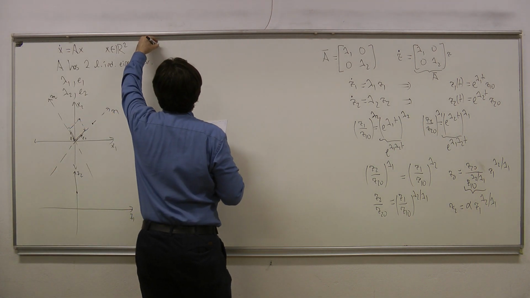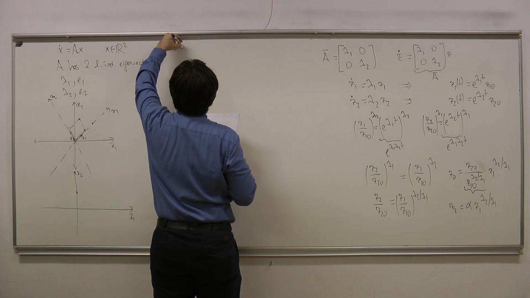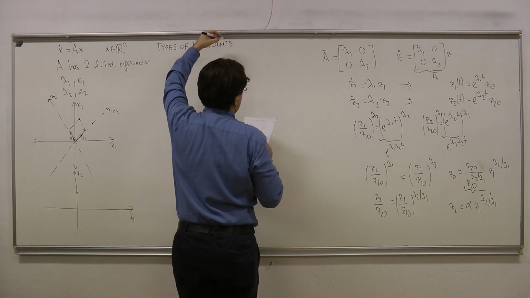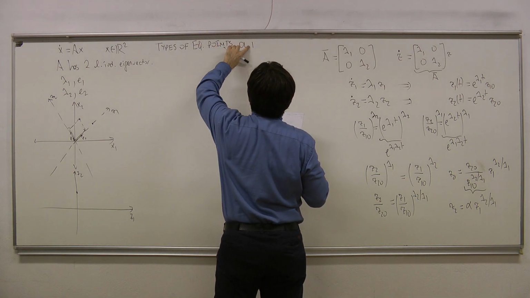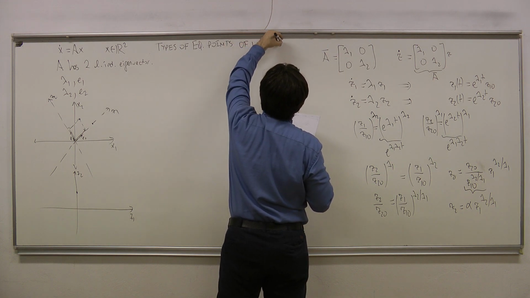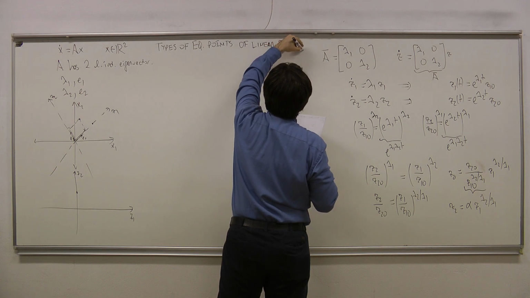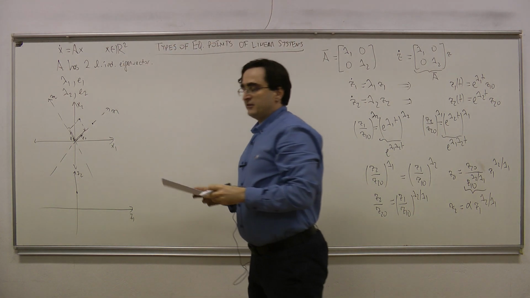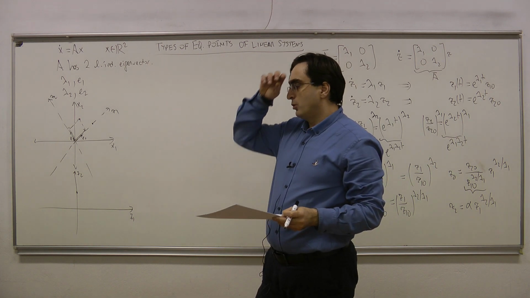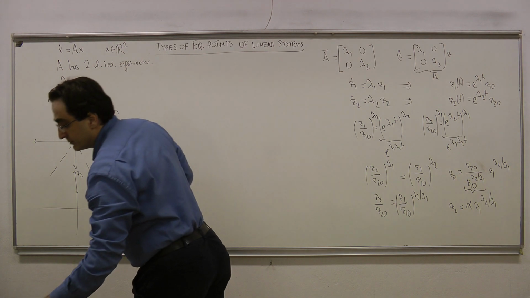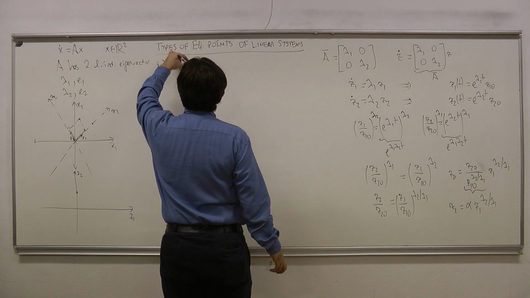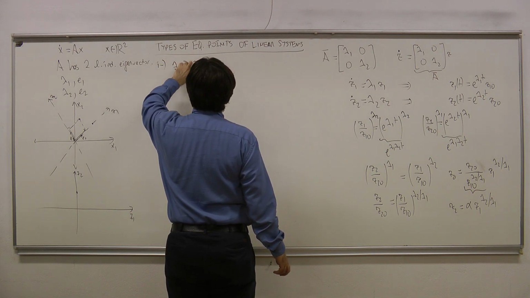Let us write here types of equilibrium points of linear systems. So when we try to see the specific cases, we are also going to specify the equilibrium points of those linear systems. So the first case is going to be the following. I will have lambda 2, which is greater than lambda 1.